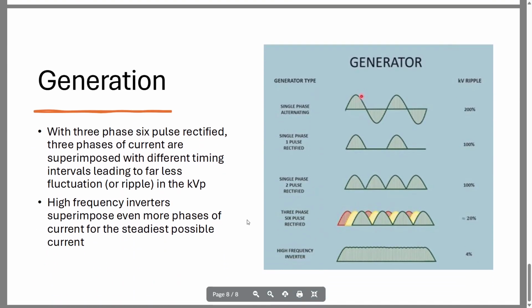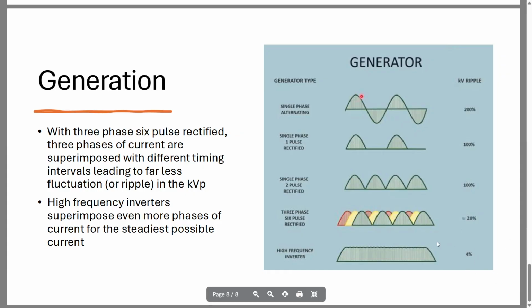With 3-phase 6 pulse rectified, notice that it looks a lot like our single phase 2 pulse rectified, but now we have a bunch of curves superimposed on one another and occurring at different times. So we're measuring still those at 0, but as we go along in our curve, you'll see that it fluctuates a lot less than it had previously. We're just going from kind of those bases as we go. So they typically don't count that first 0, just the peaks between each of those little valleys. So at this level, it's about 20%, and our best case scenario is high frequency inverters.